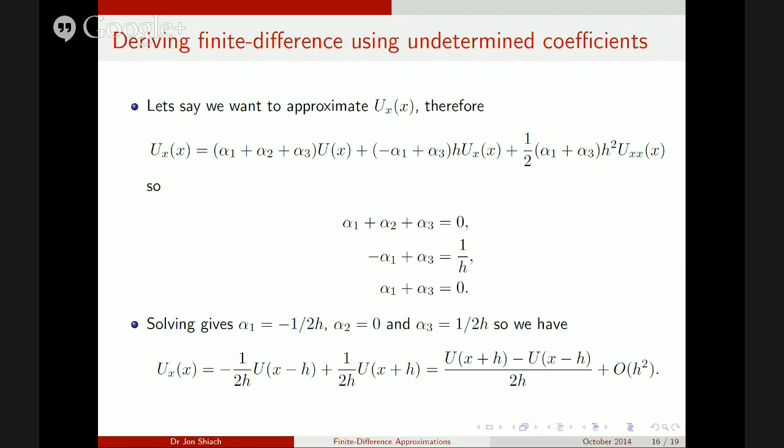So what we have is minus 1 over 2h times the node to the left plus 1 over 2h times the node to the right. I could put those together, which gives me this, which is the central difference approximation. That's another way of deriving the central difference approximation. It's more complicated, I grant you, but when we look at higher order derivatives, we could easily derive them using this method.